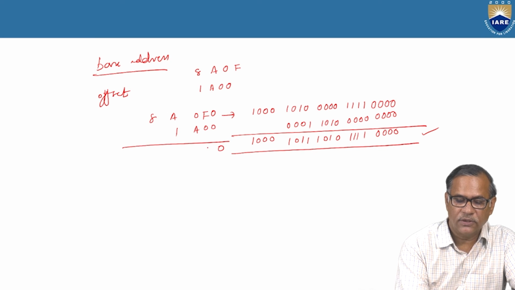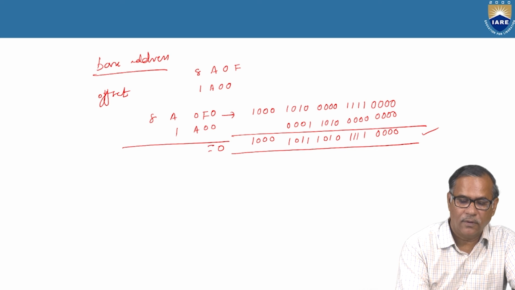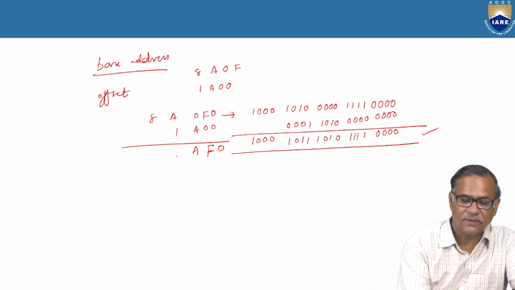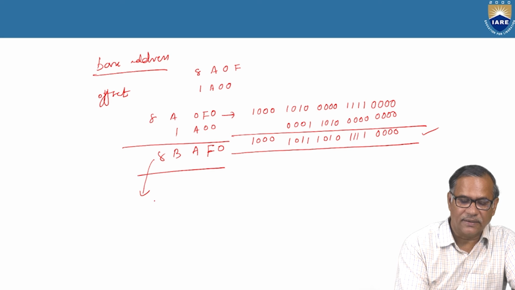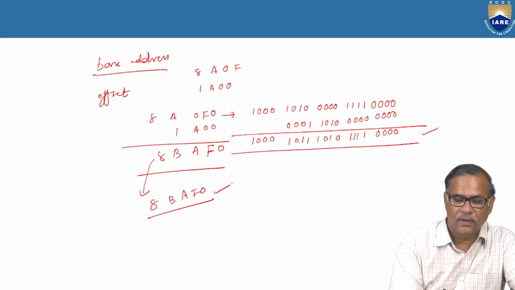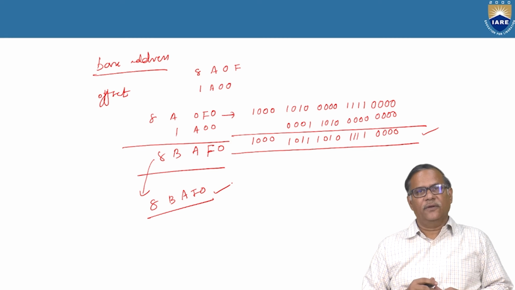So you get 0, F, A plus 1 is B. So this is the 20-bit physical address, 8BAF0. So this is how the physical address is calculated.